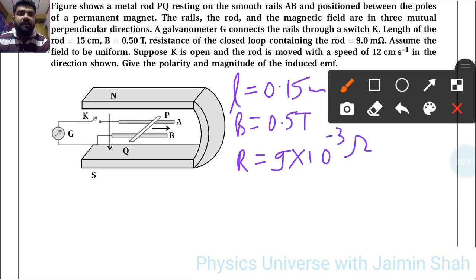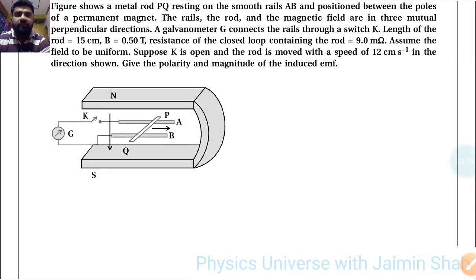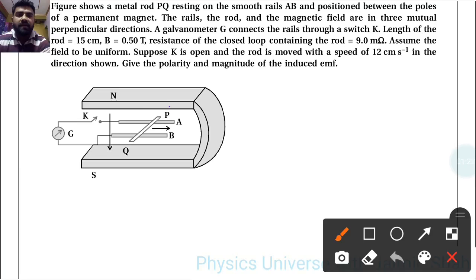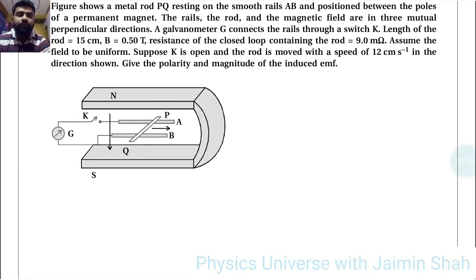Suppose K is open and the rod is moved with speed in the direction shown. Give the polarity and magnitude of the induced EMF. So when key is open, only current is maintained by the rods. So here in the rod the current is flowing. P acts as a positive charge and Q acts as a negative charge. So this end P acts as positive and Q acts as negative, so current flows from P to Q.